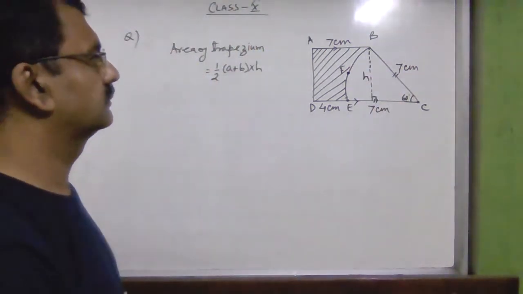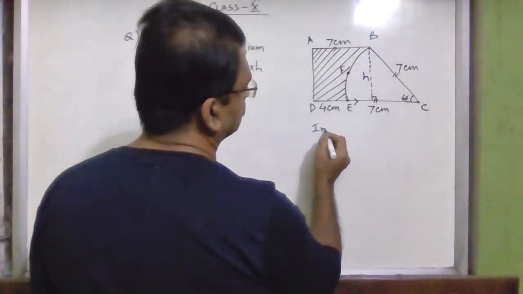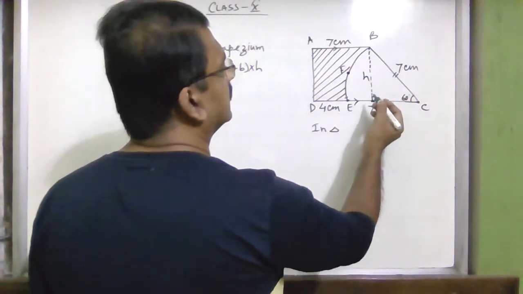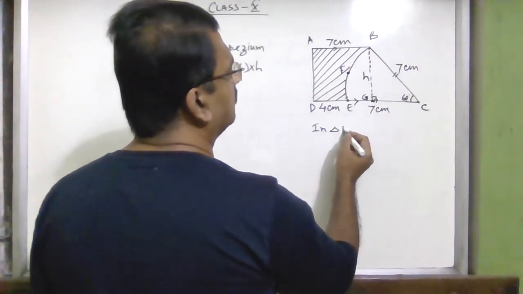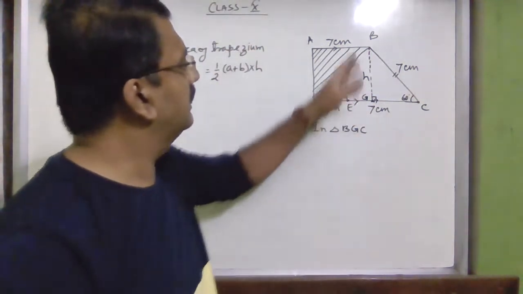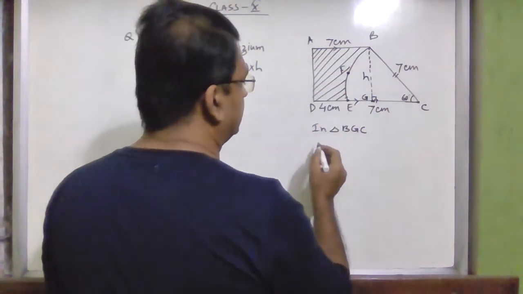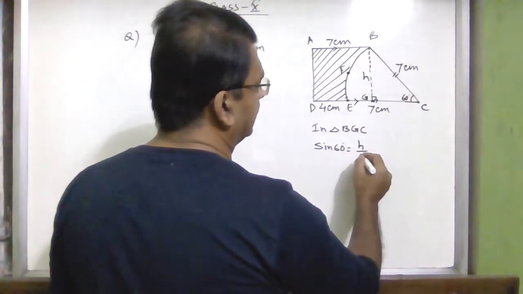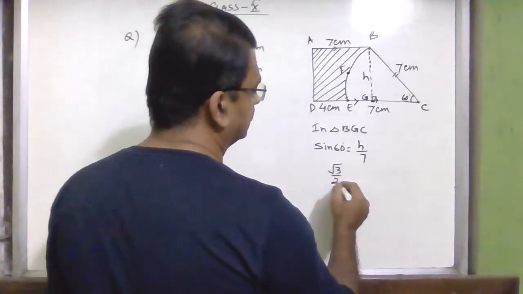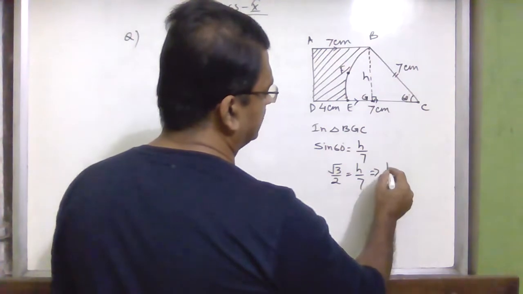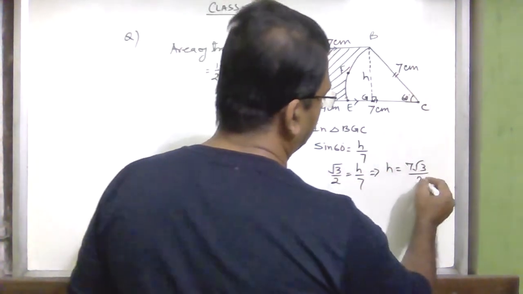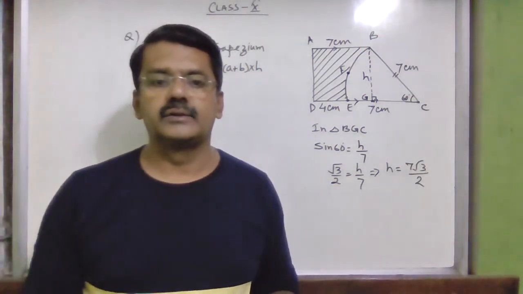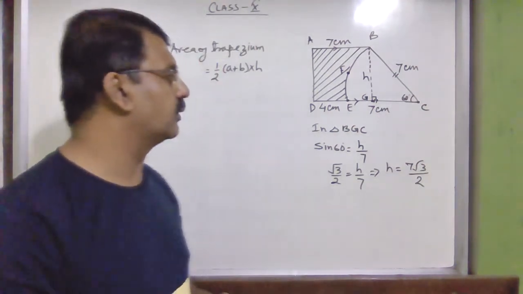So first of all, let this point be say G. In triangle BGC, sine 60 is equal to perpendicular upon hypotenuse, so h by 7. You know that sine 60 is root 3 by 2, equal to h by 7. So h is equal to 7 root 3 upon 2 centimeter.